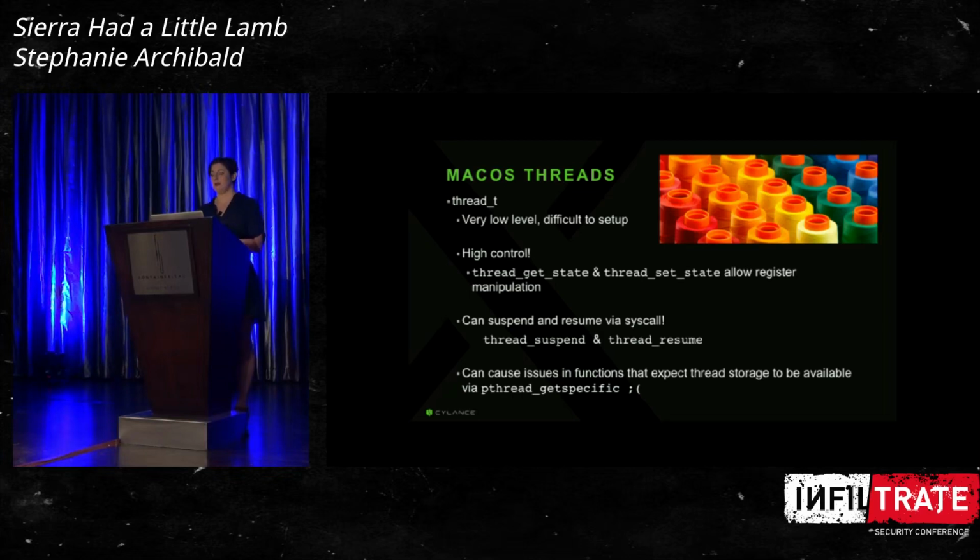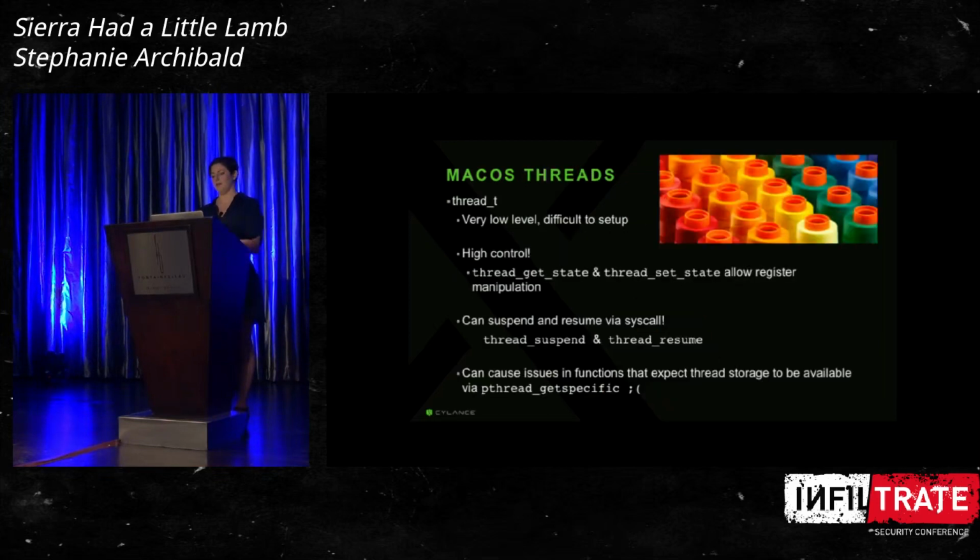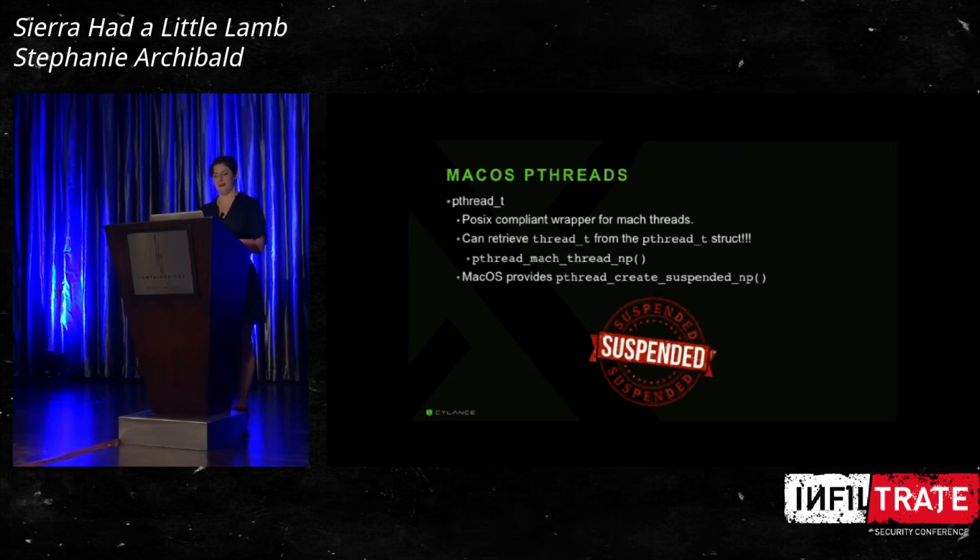It can cause issues because basically POSIX functions expect POSIX threads, which are pthreads, and a lot of them will call this function called pthread_getspecific. If you've created a mach thread directly with thread_create, then it hasn't allocated any of the associated thread storage, right? And you'll get lots of crashes. That function there is kind of my nemesis. We'll talk about that a little bit later.